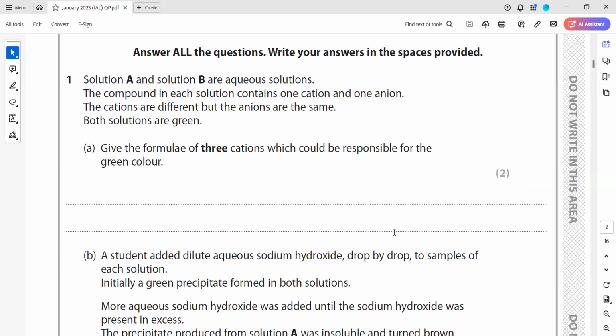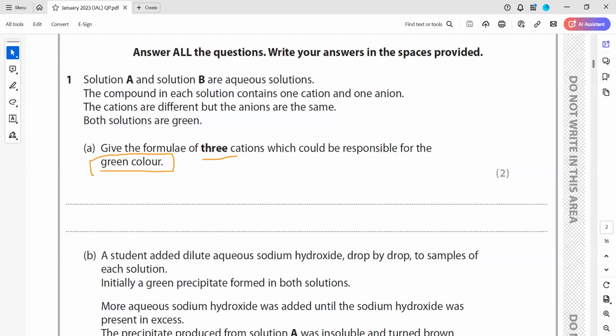So the first question: solution A and solution B are aqueous solutions. The compound in each solution contains one cation and one anion. The cations are different, but the anions are the same. Give the formula of the three cations that could be responsible for the green color.